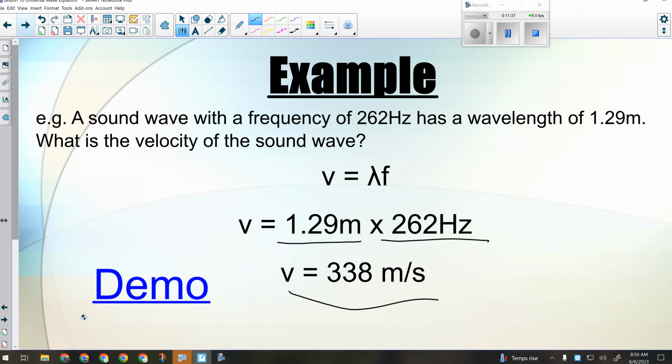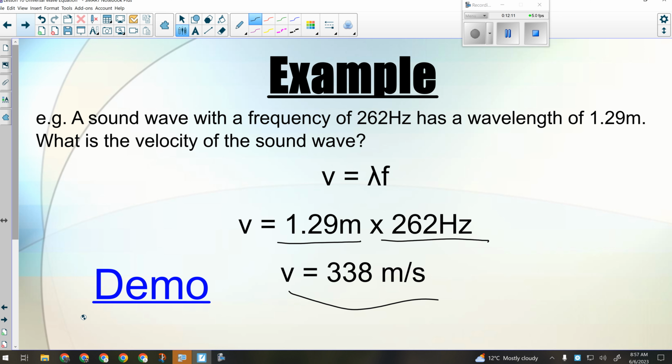3 seconds for it to go 1 kilometer. Okay? 338 meters per second, roughly one third of a kilometer each second. That means it takes 3 seconds for it to go 1 kilometer, right? So if you see the lightning and then 1 second later you hear the thunder, that was close. It was about 300 meters away. But if it was 3 seconds, it was like a kilometer away. Everyone all right with that?